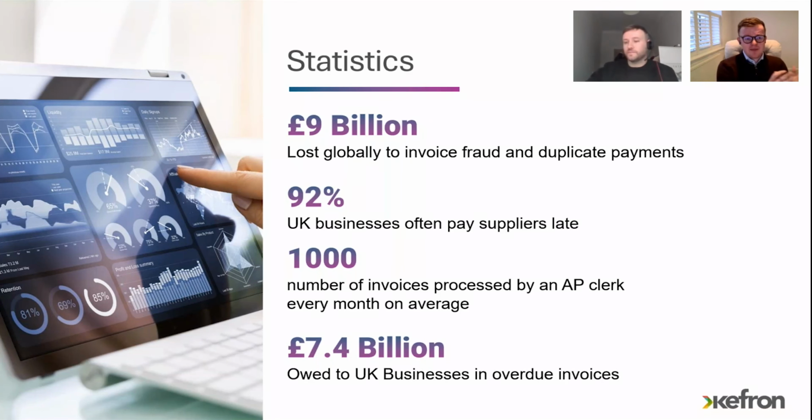It could be very busy periods of the year, or it could be all of the invoices are coming in at a particular time of the month and putting pressure on people. So something that jumped out was that the average AP clerk is processing about 1,000 invoices every month. It's just such a huge volume of invoices coming into some of these purchase ledger teams.